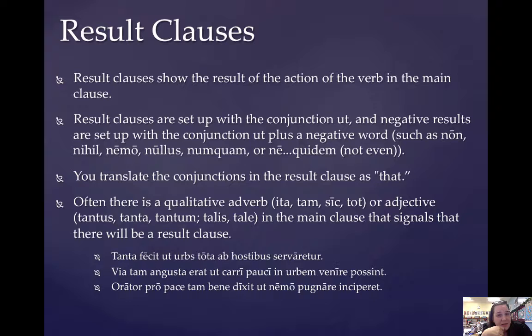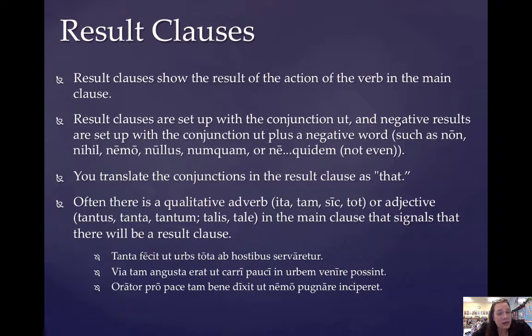You translate the conjunction ut in the result clause "that." And there's often an adverb or an adjective in the main clause of the sentence. I call them a qualitative adverb or adjective that will tip you off that there's going to be a result clause following. So for example, ita, tam, or sic, meaning so, or tot, meaning so many, or the adjective tantus, tanta, tantum, which means so great, or talis, tale, such a something.